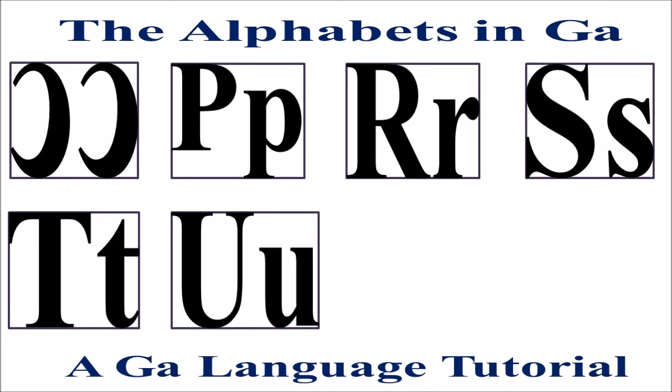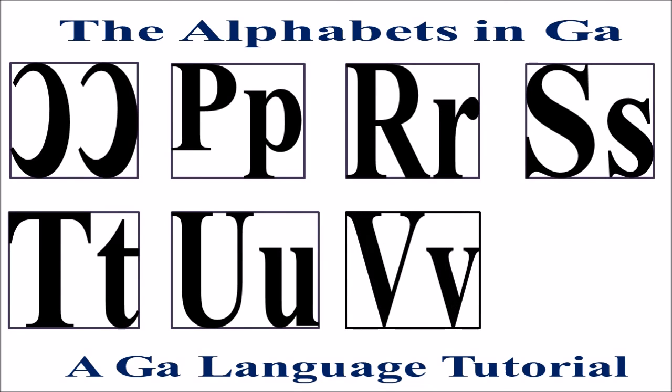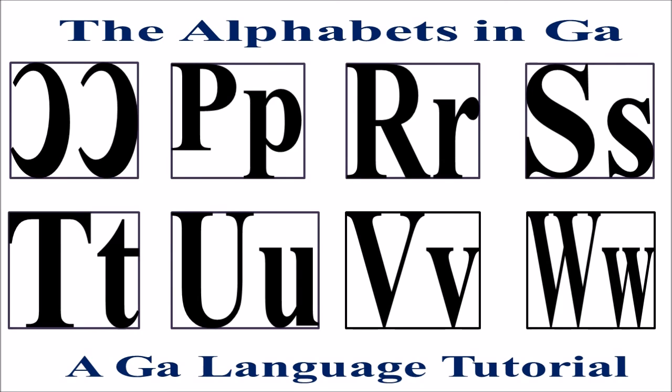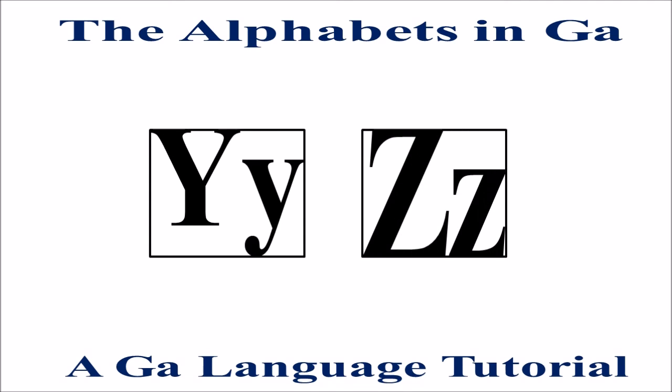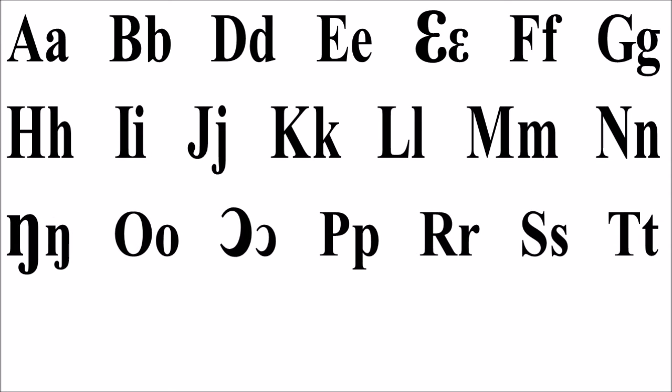U, U, V, V, W, W, Y, Y, Z, Z. So that's the alphabets in Ga, the Gan language. A quick recap, and I hope you're able to follow and learn the alphabets on your own using this video.